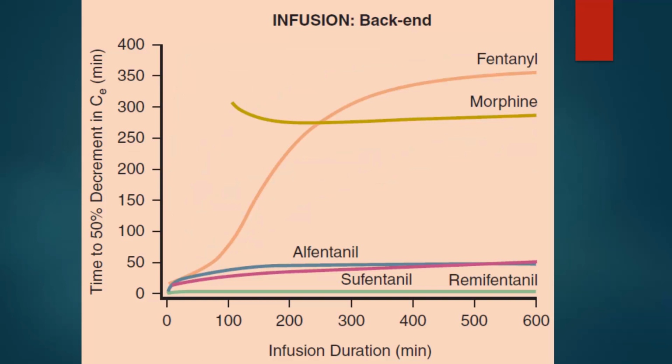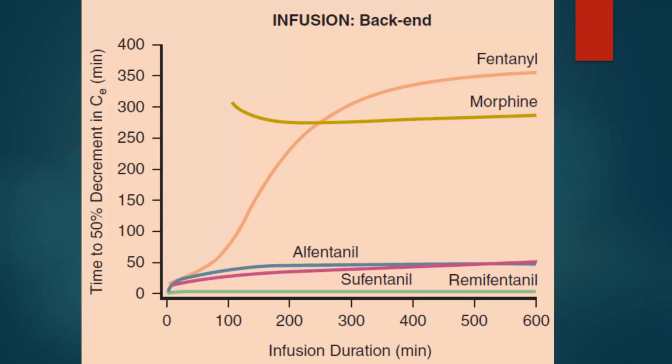Now, this graph shows what happens to the plasma concentration of the drug when you stop an infusion. The time to offset of effect after stopping a steady state infusion is really the context sensitive half-time. And this context sensitive half-time is defined as the time that's needed to achieve a 50% decrease in the concentration after you stop your continuous steady state infusion.